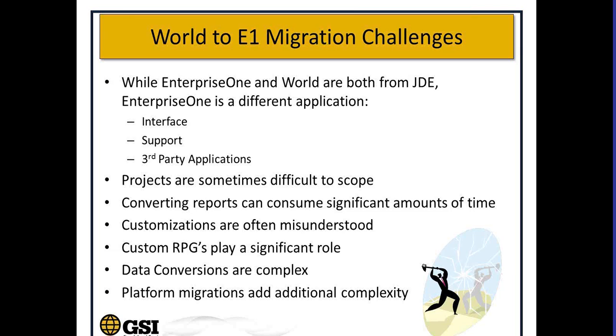So a lot of that process is handled within the tool set, but then there are changes that happen that I have to go back and retrofit reports for, because maybe they were reporting on a table that's expanded significantly and has a whole lot of new indexes on it. My report that works great in World is not very fast in EnterpriseOne because it's not taking advantage of the indexes.